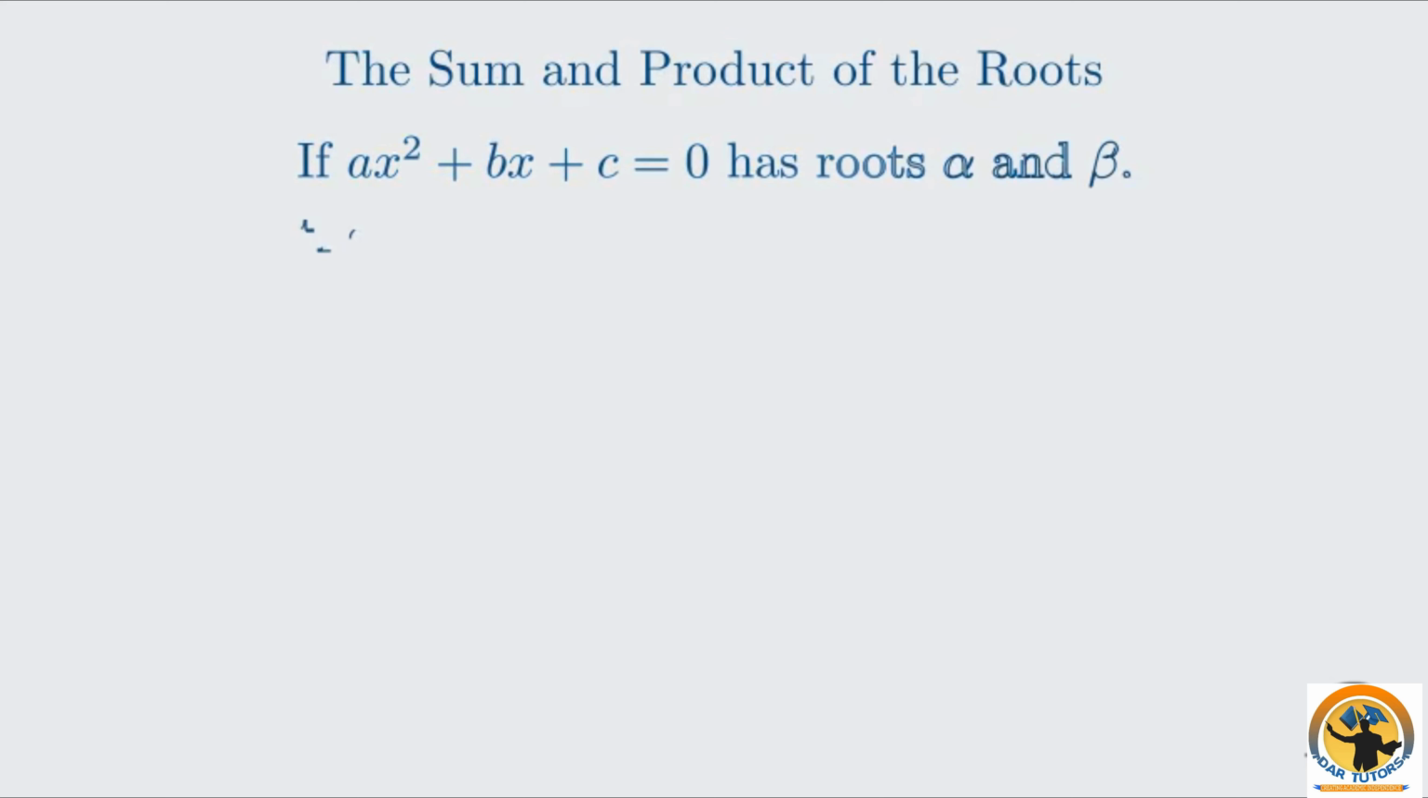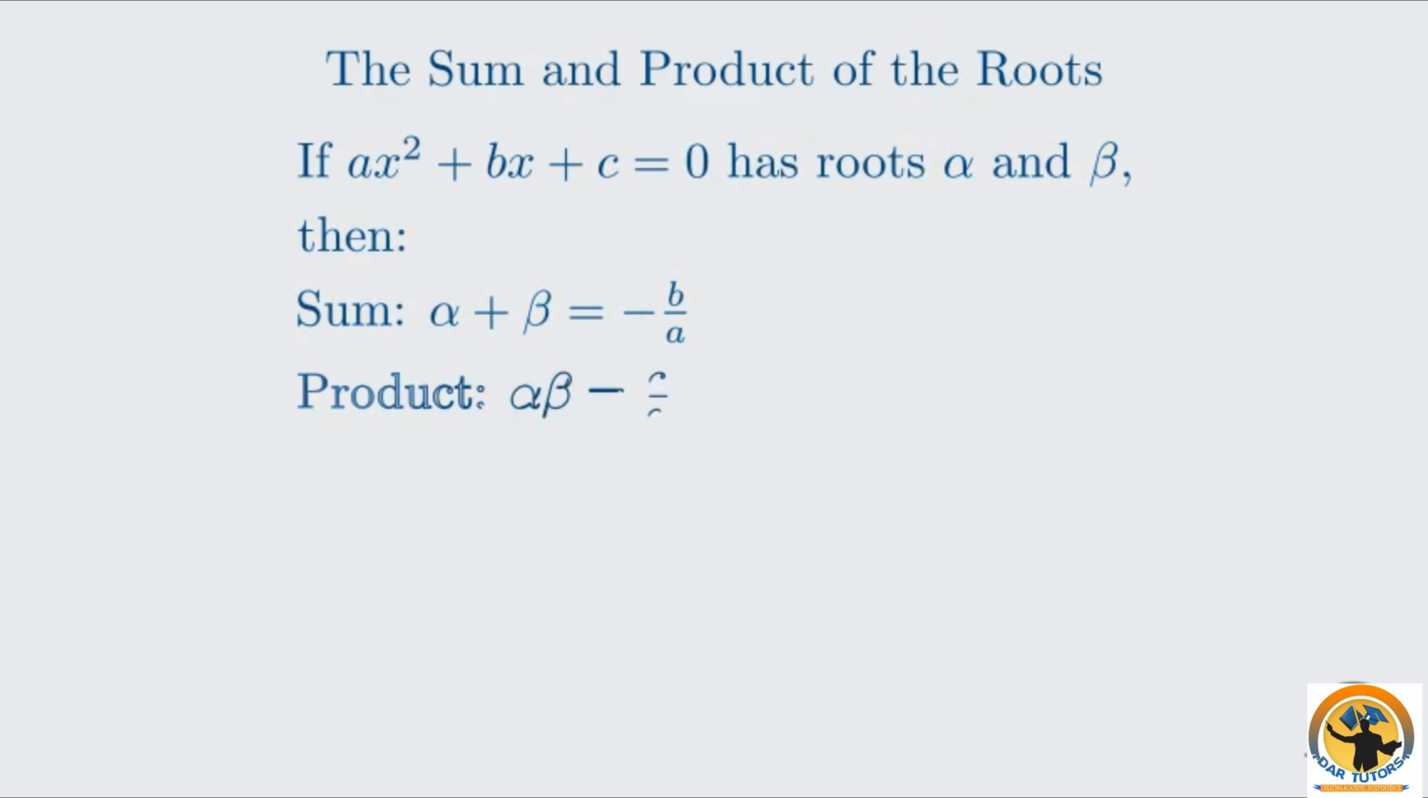There is a very useful relationship between the coefficients of a quadratic equation and its roots. This topic is known as the sum and product of roots. If the roots of the quadratic equation ax squared plus bx plus c equals 0 are alpha and beta, then their sum, alpha plus beta, is always equal to negative b over a, and their product, alpha times beta, is always equal to c over a. This relationship is a direct consequence of factorizing the quadratic in 2 ways and equating the results.